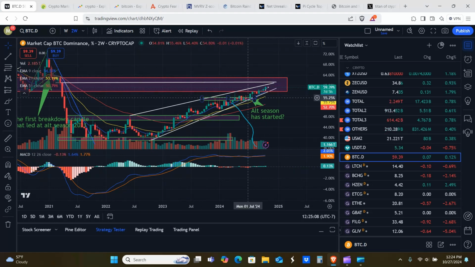So again, the timing of the cycle still supports Bitcoin going to all-time highs till probably about the end of this year, maybe Q1 of next year, and then we get that alt season.